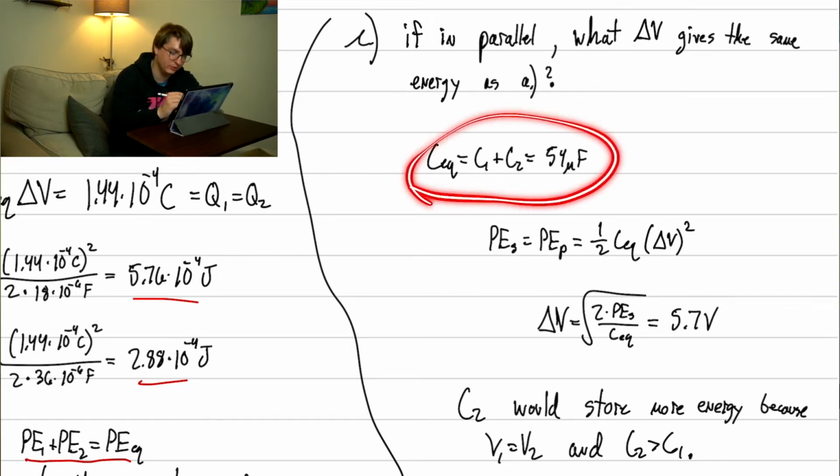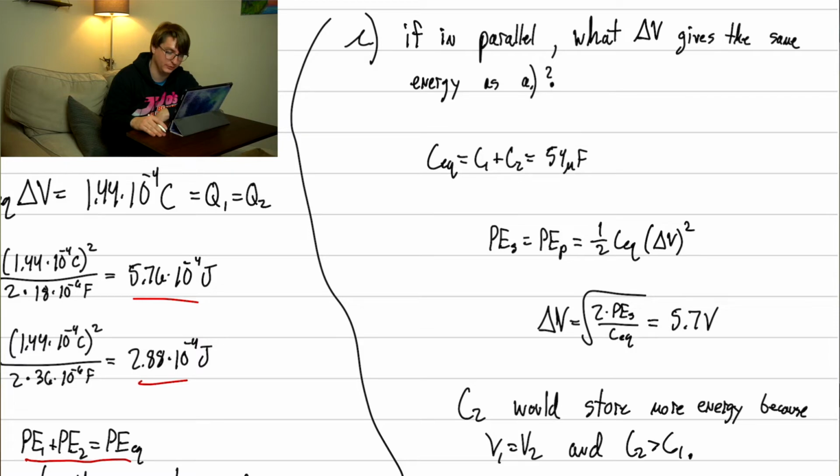So we can go and solve this. First off, we can find the equivalent capacitance of two things in parallel. We just add them together. So we state that this new potential energy is going to be the same. We can go and solve for this change in voltage. Go back and solve for it. Find that it had to have been 5.7 volts.